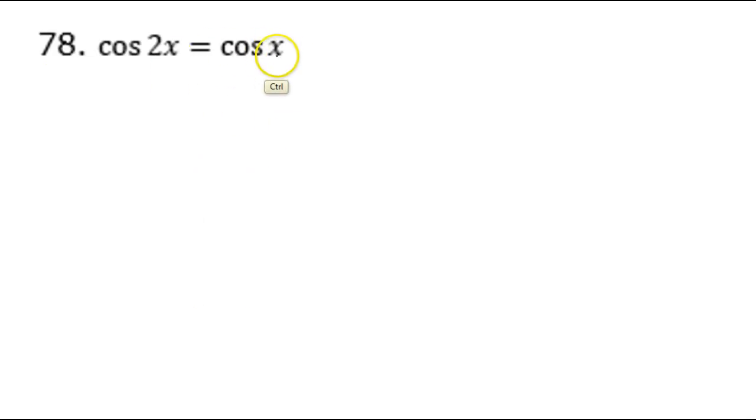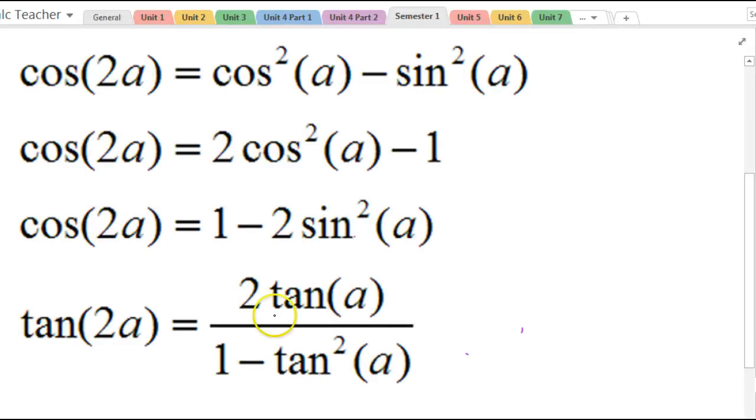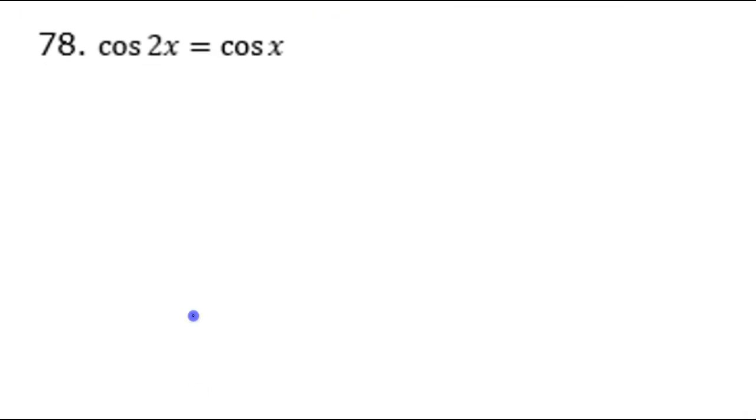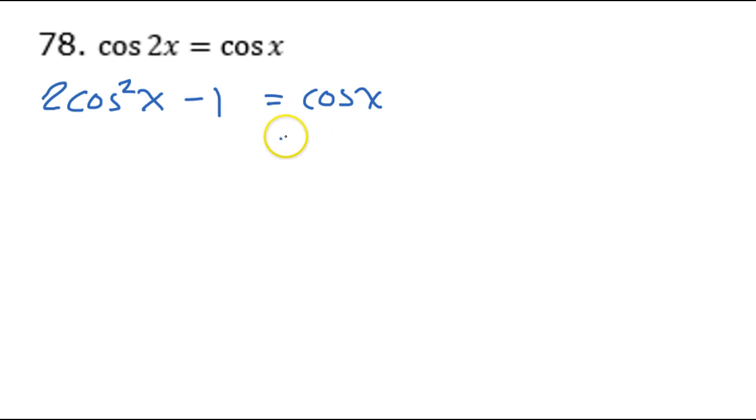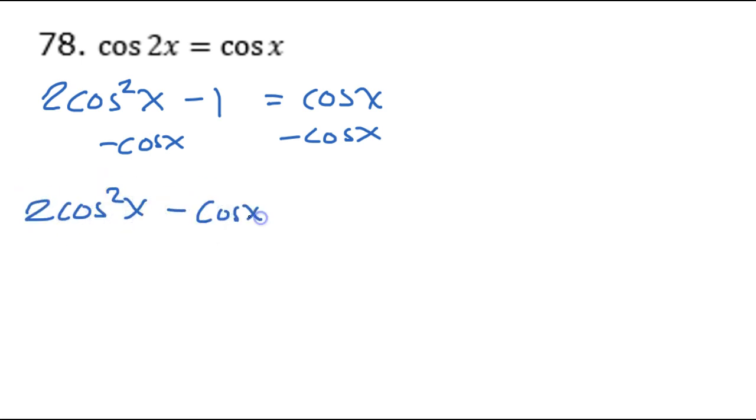In this case, the other side of the equation has a cosine. So I might as well try to keep everything in cosine. So that's why I'm going to pick the middle one, 2 cosine squared minus 1. So I'm going to write 2 cosine squared x minus 1 is equal to cosine x. Let's get everything on one side by subtracting cosine x. So now I have 2 cosine squared x minus cosine x minus 1 is equal to 0.